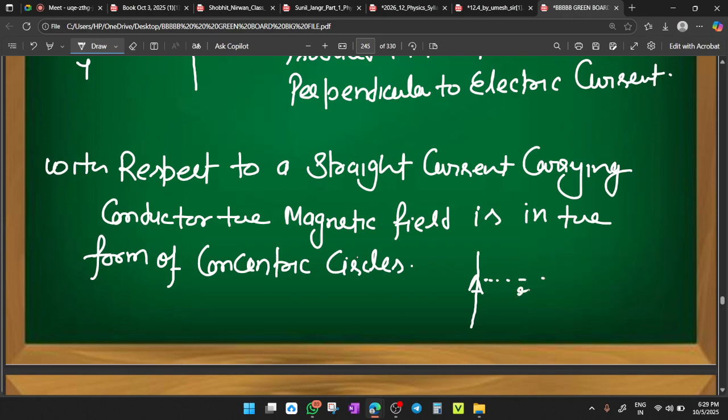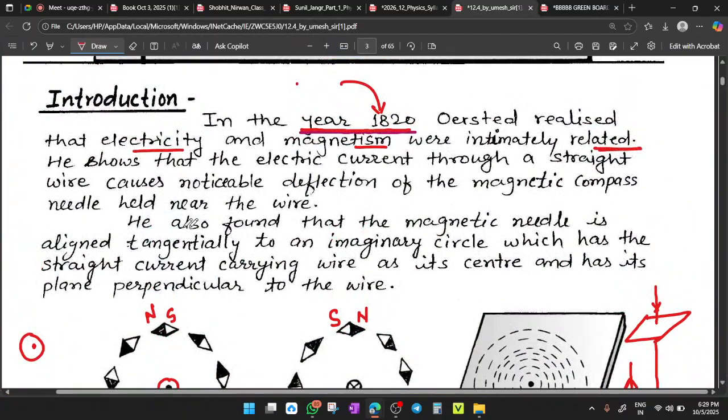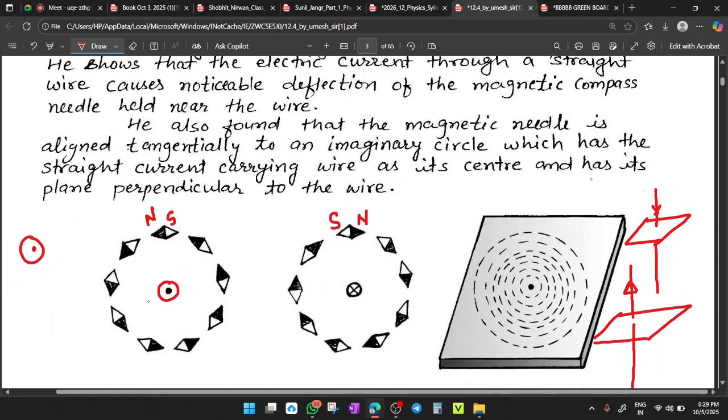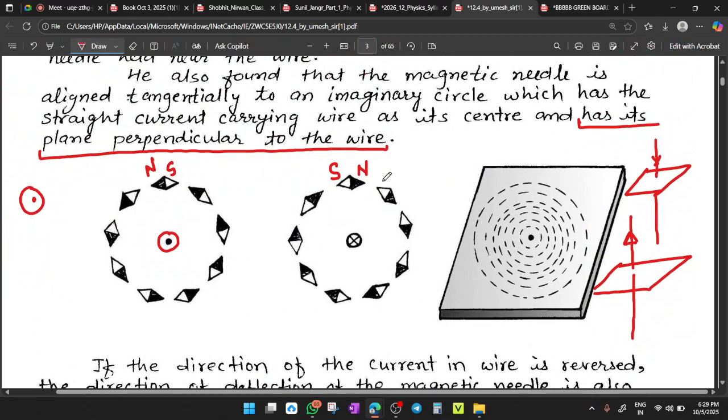Okay, at some distance r. So you will see the geometry of concentric circles arises from mathematical derivations. Okay. So he also found that the magnetic needle is aligned tangentially to an imaginary circle which has the straight current carrying wire as its center and has its plane perpendicular to the wire. So underline this one: has its plane perpendicular to the wire. Yes. I'm emphasizing this line because this is very important.